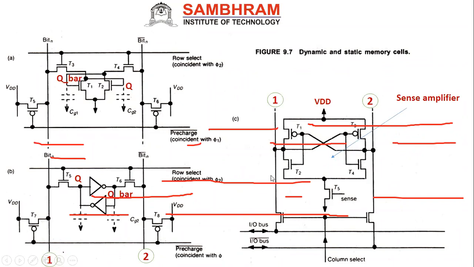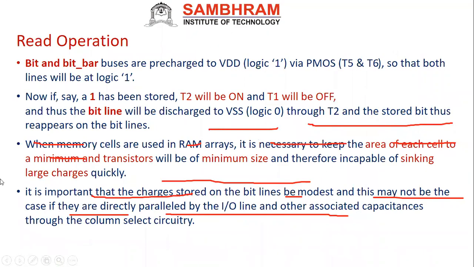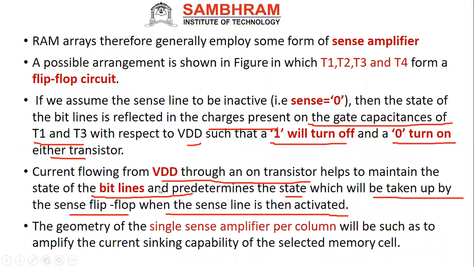So now automatically what will happen here: even if I give 1 here, when I read from this only, I can read from the VDD, it will come. That is what I can say in this. Now very important: the geometry of the single sense amplifier per column will be such as to amplify the current sinking capability of the selected memory cell.